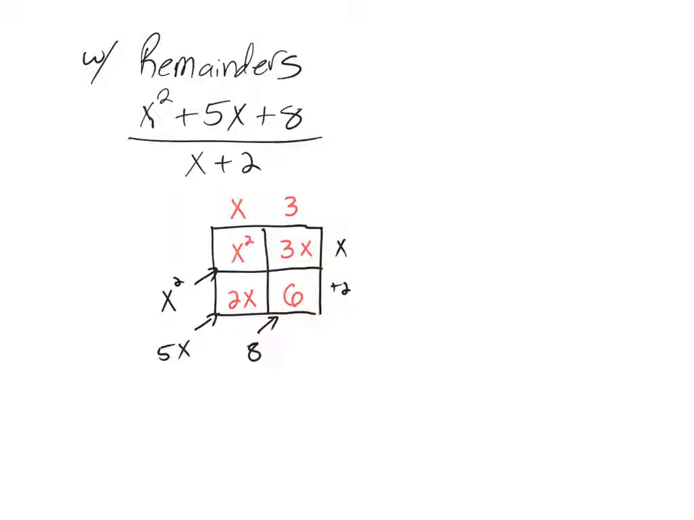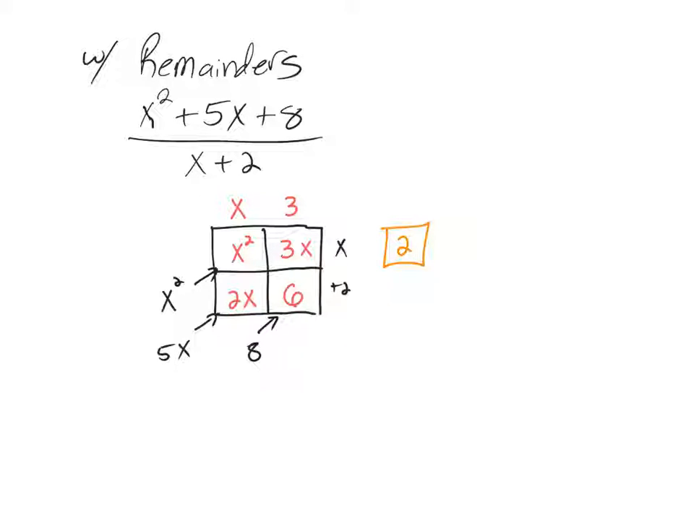Now, I realize that that does not make this, and so I need to go in and add an additional box, and this additional box is going to be my remainder. So I think something plus 6 is 8. Well, 2 plus 6 is 8. So I've got to fill that in with 2. So my remainder in this problem is 2.